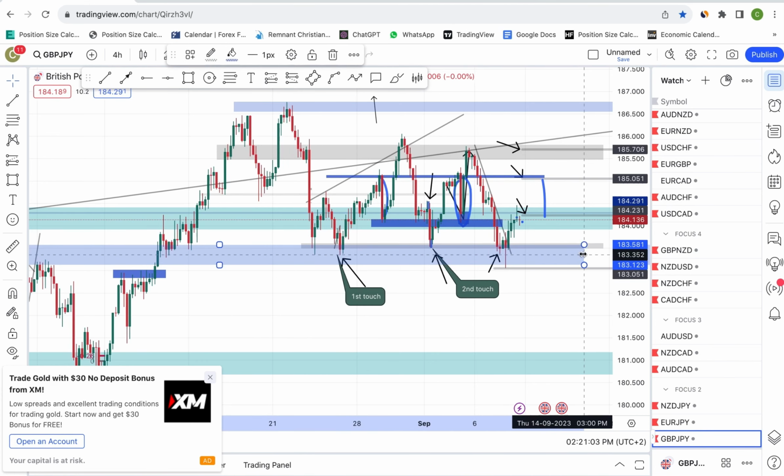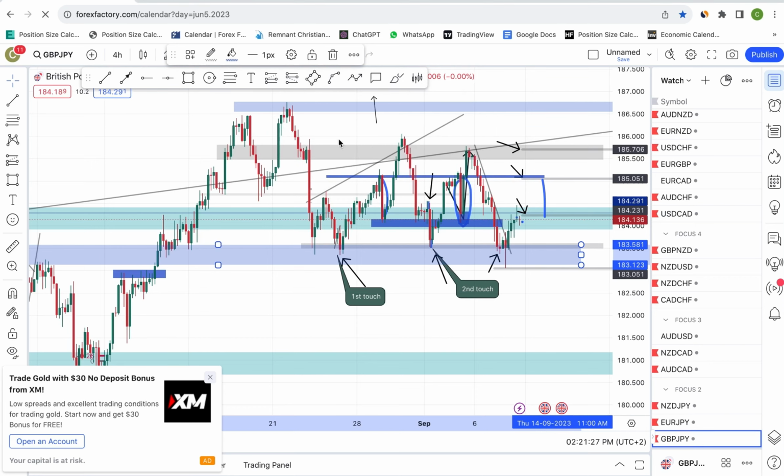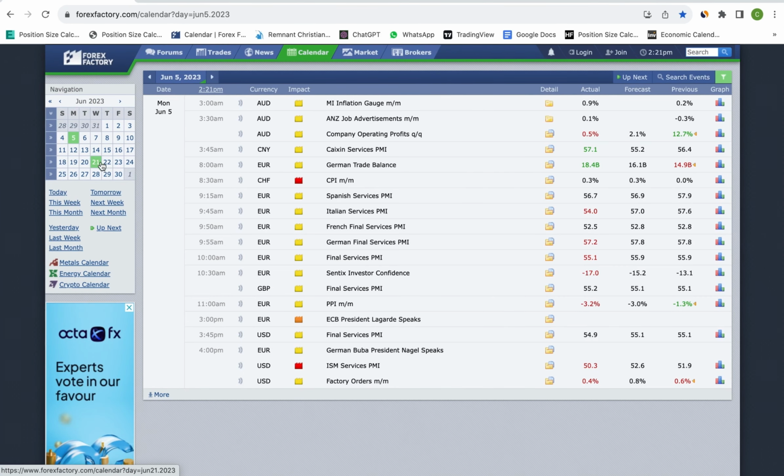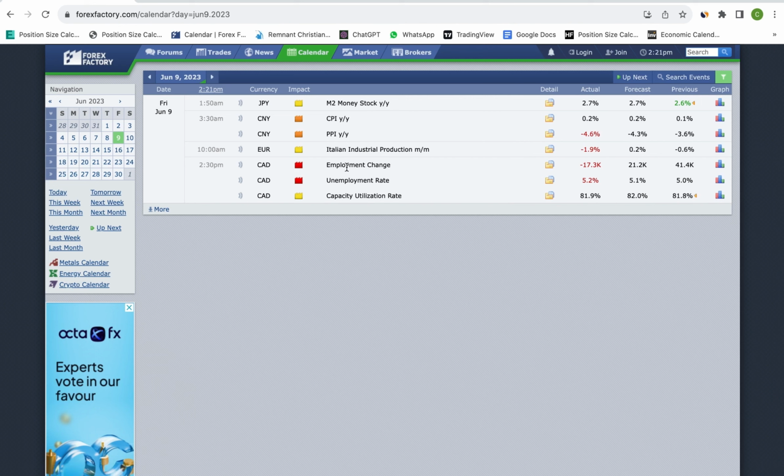So I've already analyzed the news. I already saw that there is no fundamental news from Friday. Of course, there is a CAD fundamental news, unemployment fundamental news. Let me see. There was a CAD news on Friday, where you can see this unemployment change, this news, which actually affected it.